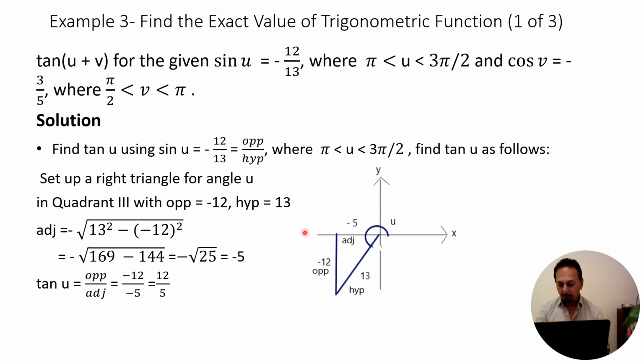So now the triangle is complete. From this triangle we can find tangent u, opposite over adjacent. Opposite is negative 12 and adjacent is negative 5. Both are negative, so it becomes 12 over 5.